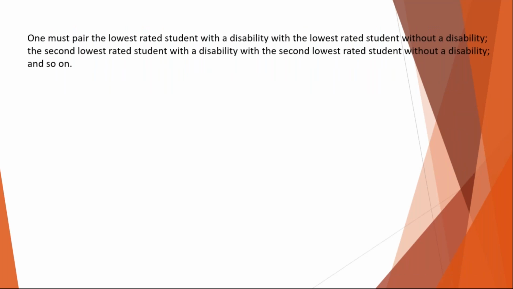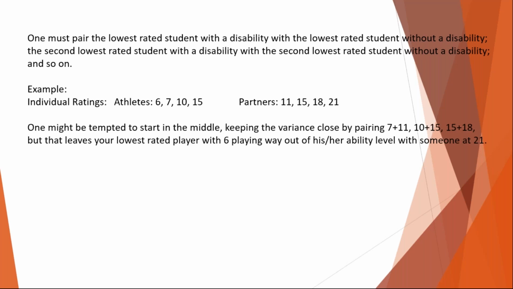Focusing here on that last point, how to rate from the lowest rated student with a disability, lowest rated student without, and going upward. So here's an example. Say you have a team of 8. Your athletes with disabilities are rated 6, 7, 10, and 15. Your partners without disabilities are rated 11, 15, 18, and 21. One might be tempted to start in the middle, keeping the variance close by pairing 7 with 11, 10 with 15, and 15 with 18.